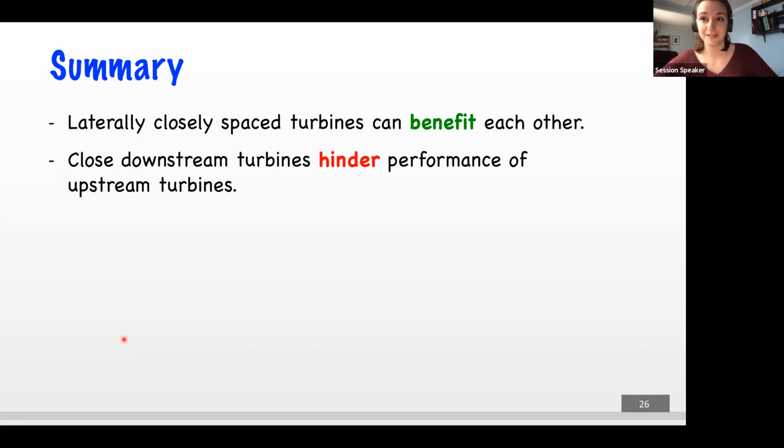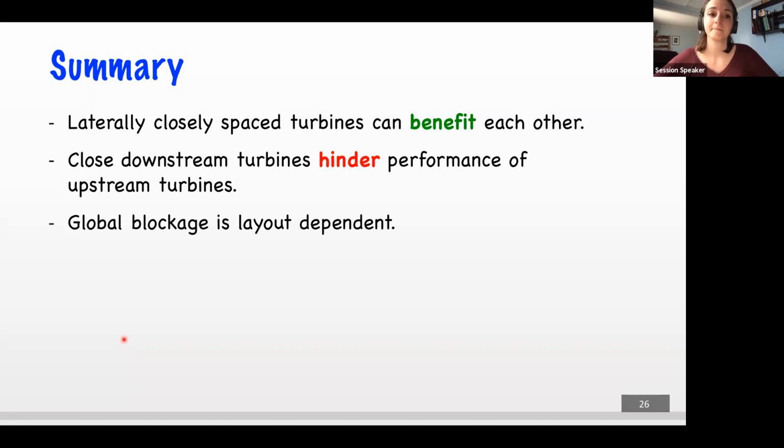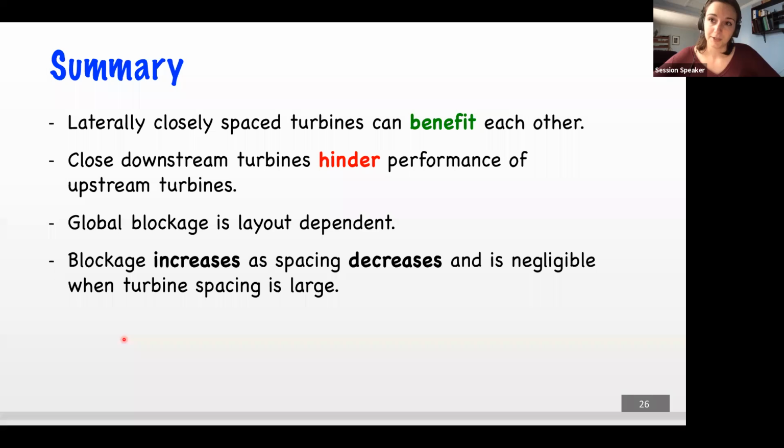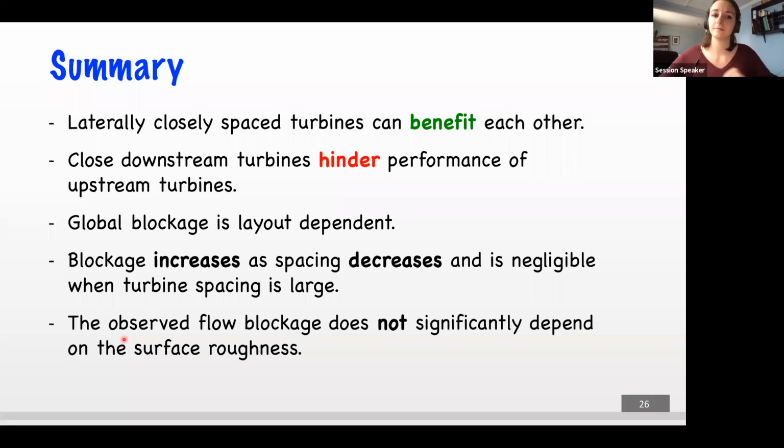The first row of a wind farm isn't necessarily a perfect reference. As well, global blockage is layout dependent, so the actual streamwise and spanwise spacing of that layout matter. And this effect, the blockage in general, will be enhanced as the spacing decreases. So the closer the turbines are together, the more of an obstruction it is. And the observed flow blockage, though very dependent on turbine spacing, did not appear to be dependent on the surface roughness, which is also considered the turbulence intensity at hub height.